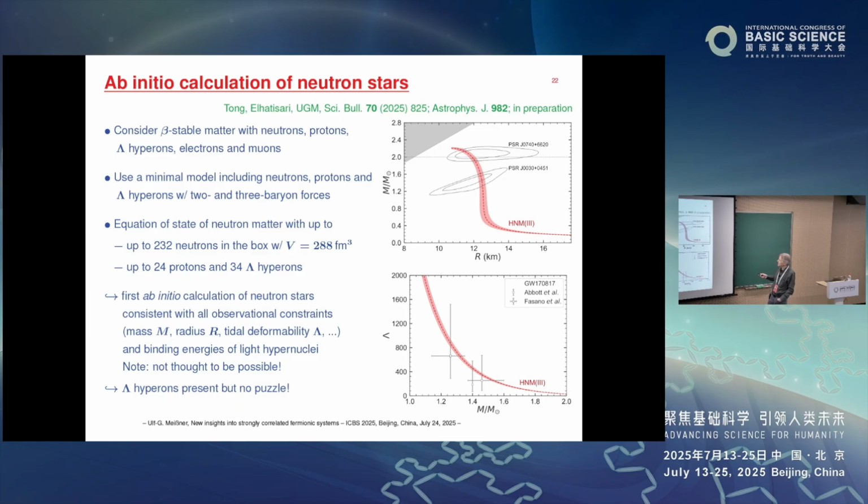And these are famous results from the NICER experiment, which are perfectly consistent with our calculation. And here we show the so-called tidal deformability of a neutron star, which you can get from gravitational wave signals. So with large uncertainties, but again, our calculation is perfectly consistent with these data. And in fact, it's the first ab initio calculation of neutron stars consistent with all these observational constraints. And also the binding energy of light hypernuclei are consistent with the data, which I didn't show here. So there are lambda present, but there's no lambda puzzle.